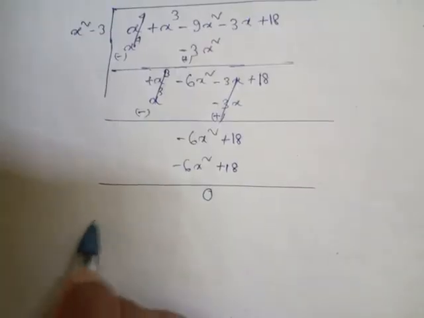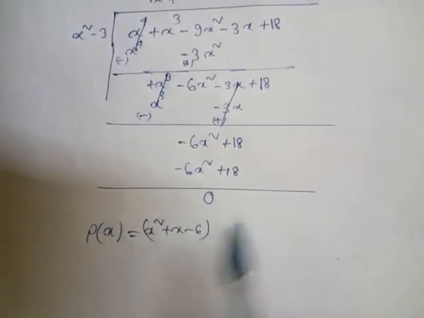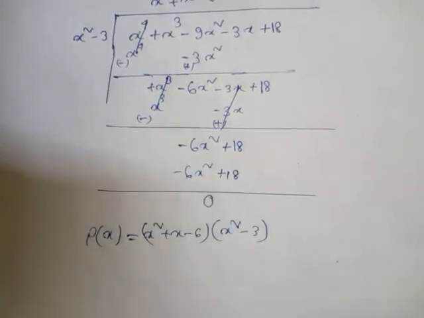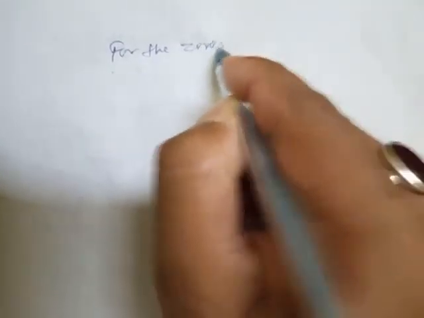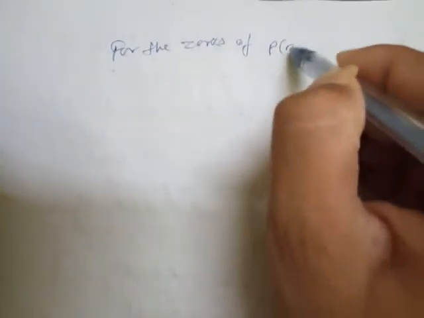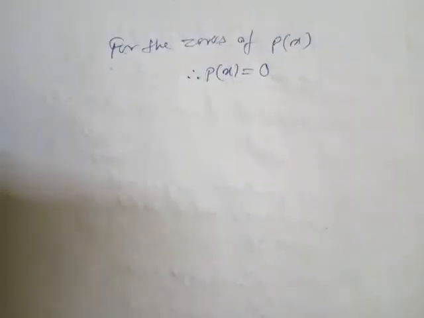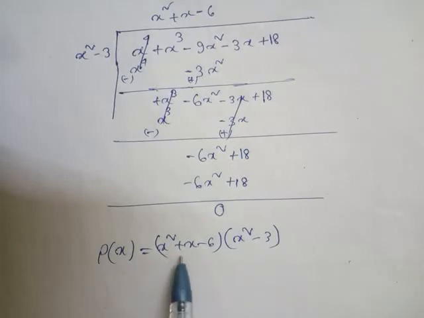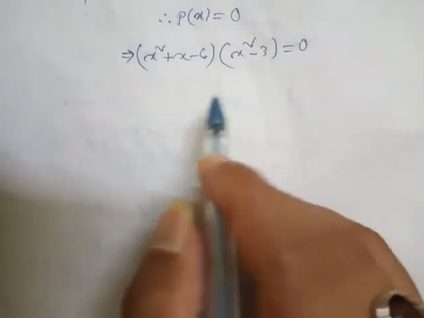So student, in the last line you can say that px equal to x square plus x minus 6 and x square minus 3. Remainder is 0. Now look student, now for the zeros of px, therefore px equal to 0. Now what is the value of px here? Look, this is the value of px here, x square plus x minus 6 and x square minus 3.